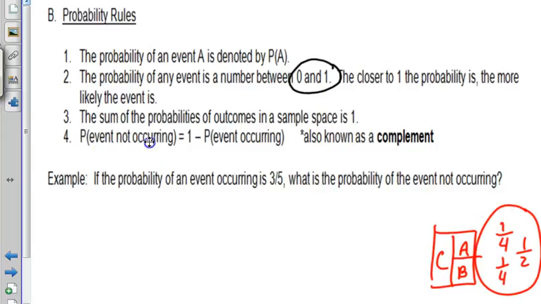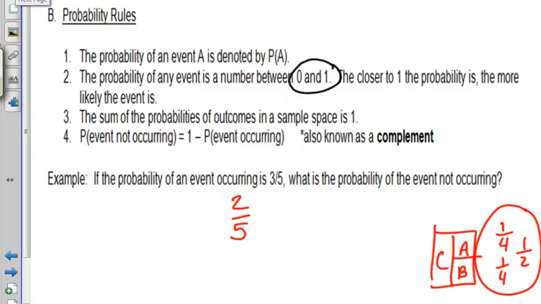The probability of an event not occurring is 1 minus the event occurring. If there's a 3 out of 5 chance that you get paid $100 when you leave, the chance you don't is 2 out of 5. It's 1 minus that. It's also called the complement. So if the probability of an event occurring is 3/5, the probability it doesn't occur is 2 out of 5, right?